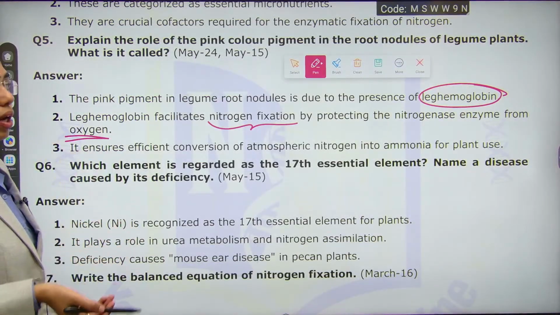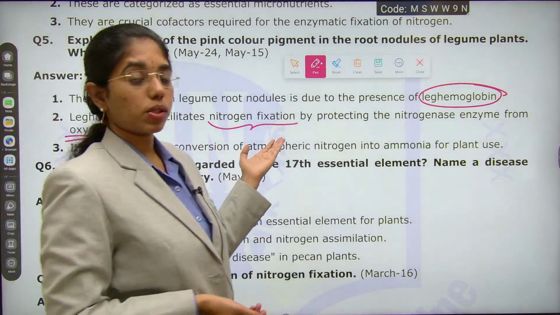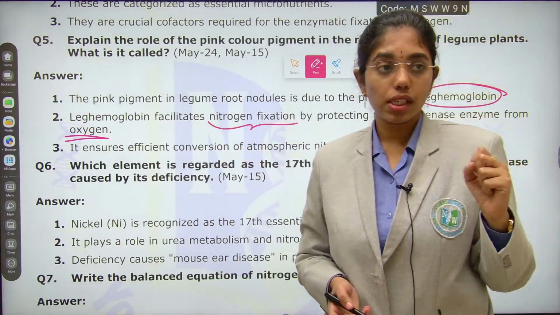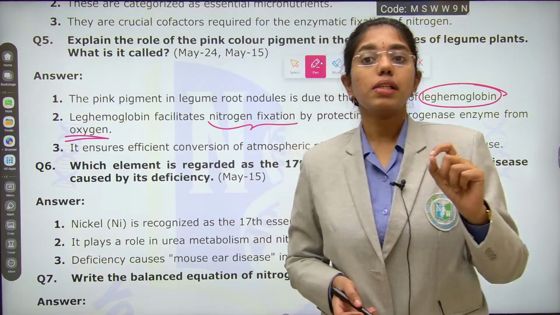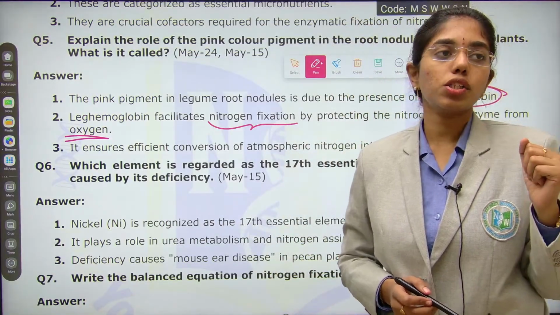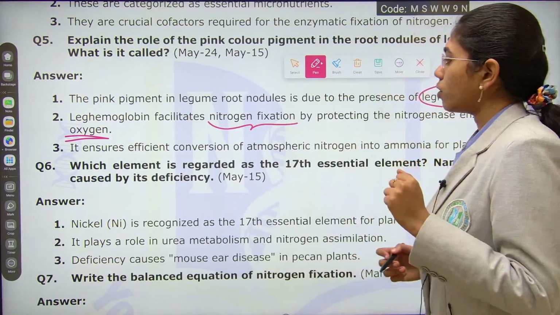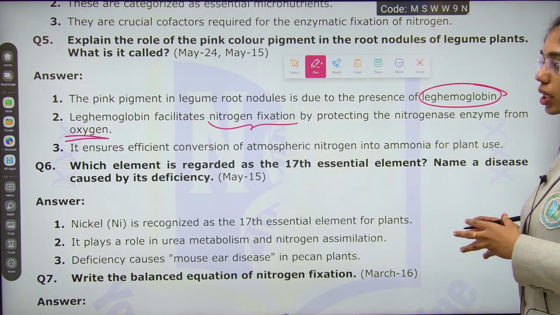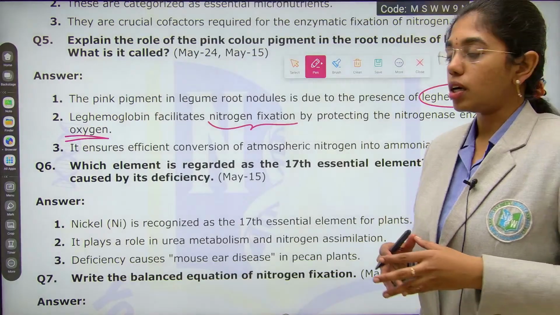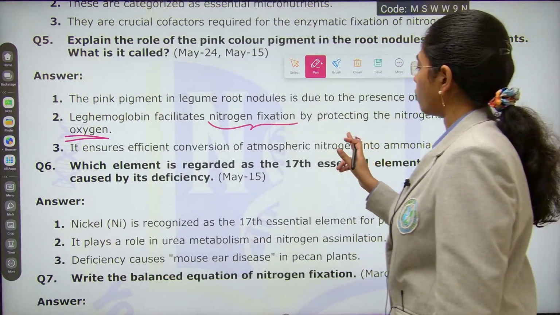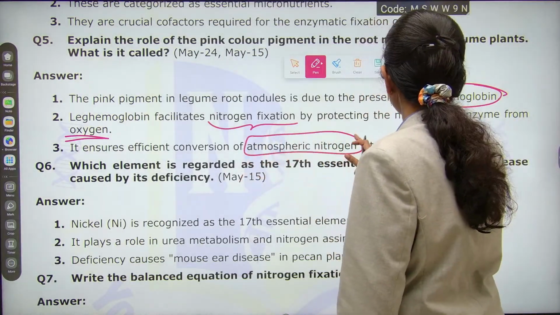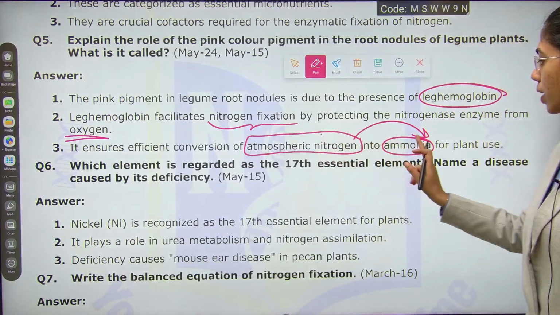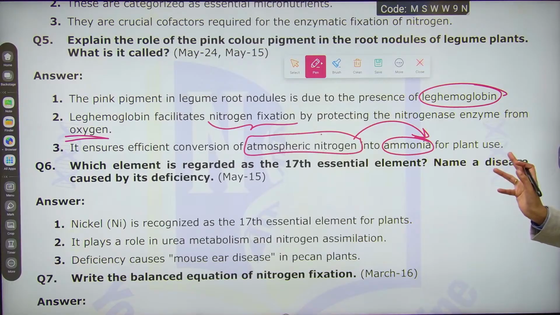As I told you in the previous connecting question, when asked what elements are present in nitrogenase, nitrogenase is functional in anoxygenic conditions. This ensures efficient conversion of atmospheric nitrogen into ammonia for plant use.